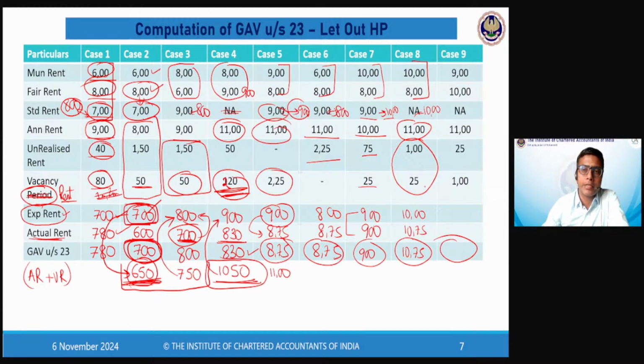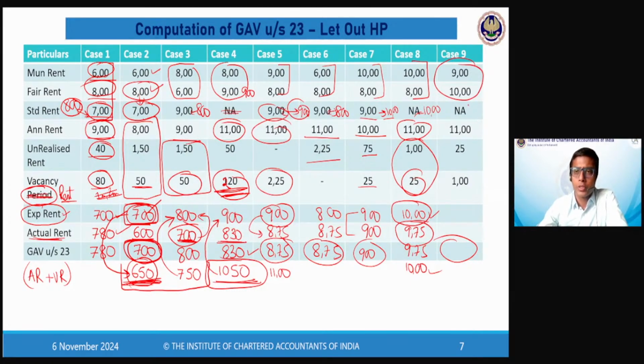No, it is 975, not 1075. One second. Okay, now 975. Now if I add back the vacancy rent, it means this was appearing as higher only because of vacancy. Had there been no vacancy, they would have been equal. It means my actual rent is correct. Only the vacancy was disturbing it. So I will take actual rent as my GAV.